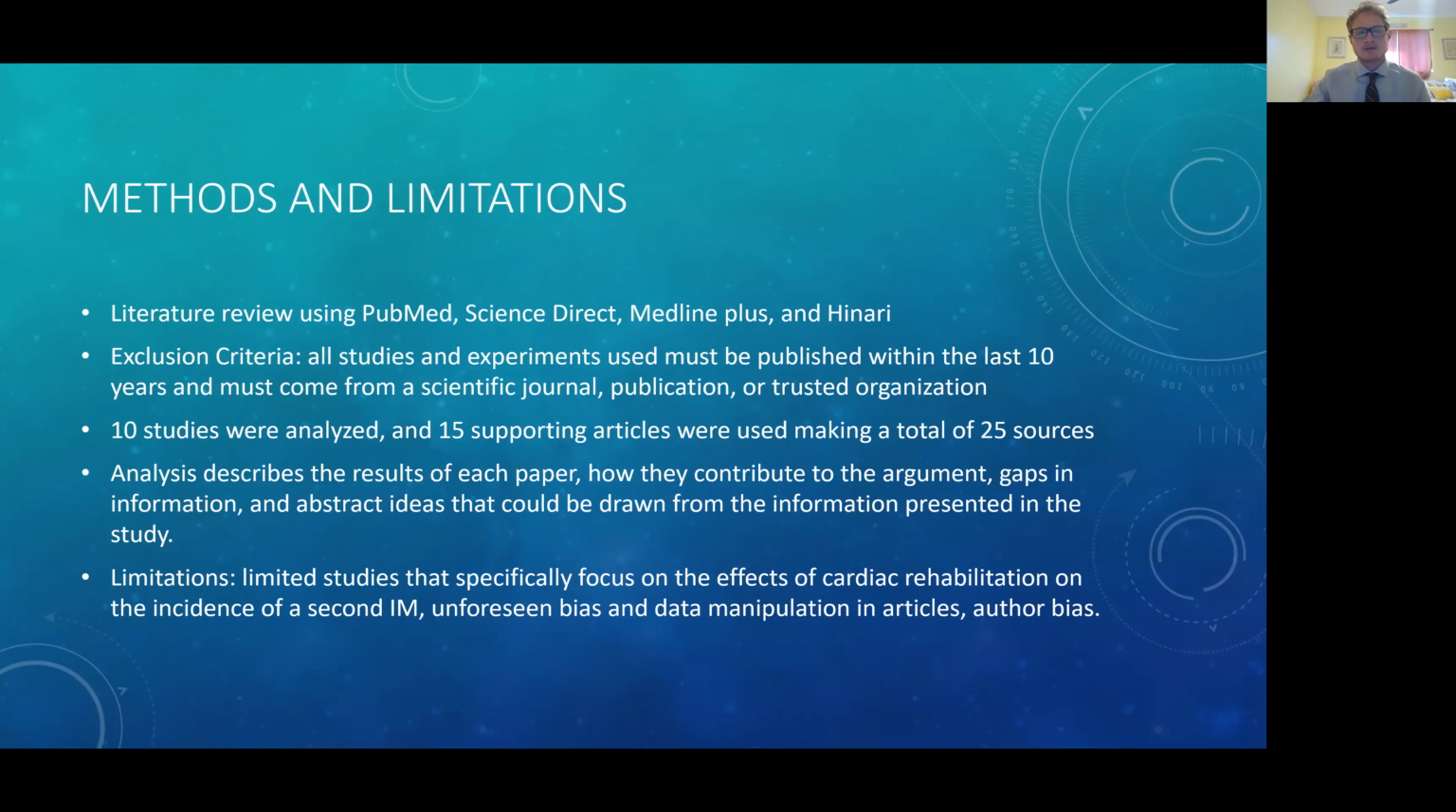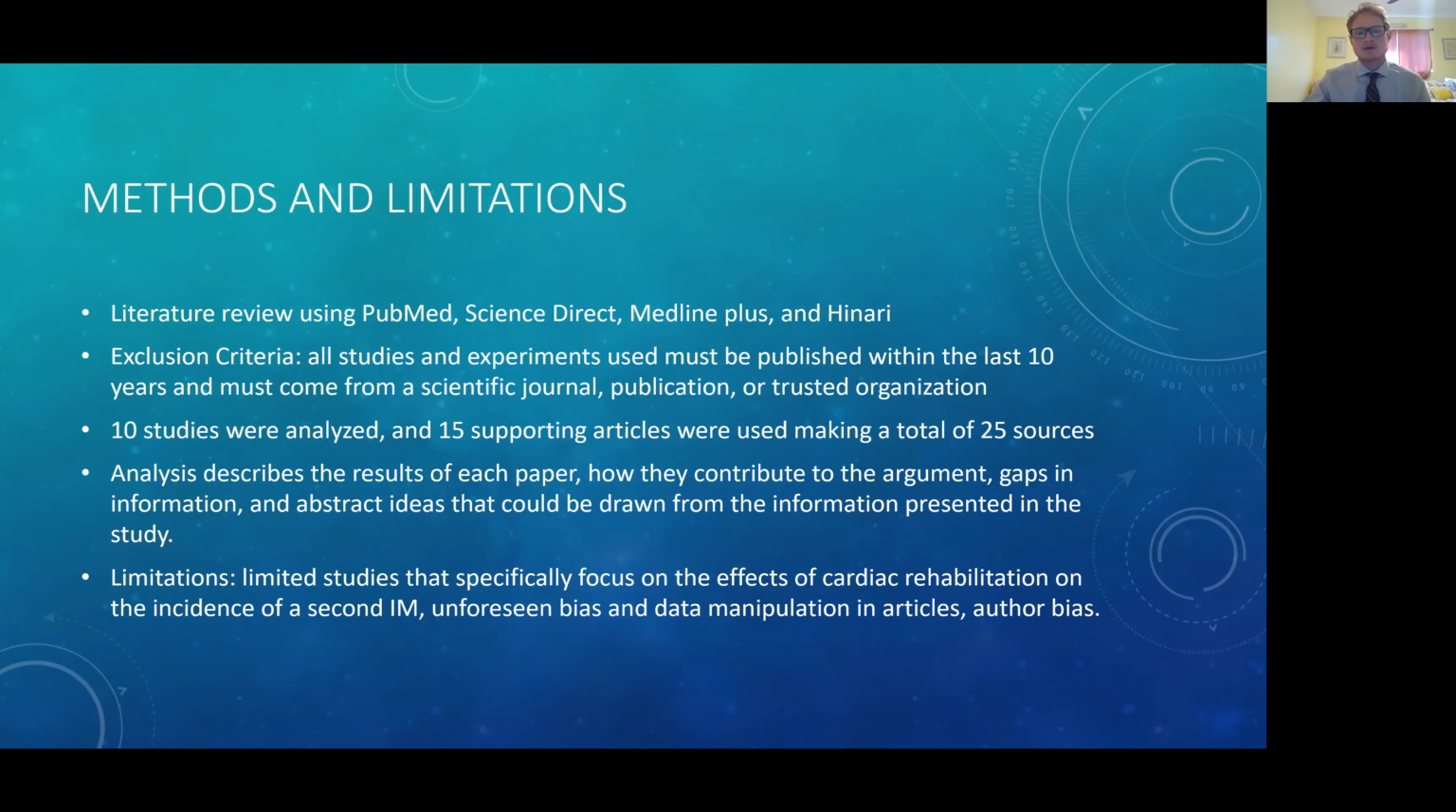And there were 46 publications looked at total, but after the exclusion and inclusion, we analyzed 10 of these studies, and 15 of them were included as supporting articles. So in terms of the analysis, we would describe the results of each paper and then how they contribute to the arguments, as well as gaps in information. And then we will extract abstract ideas that could be drawn from the information presented in the study.